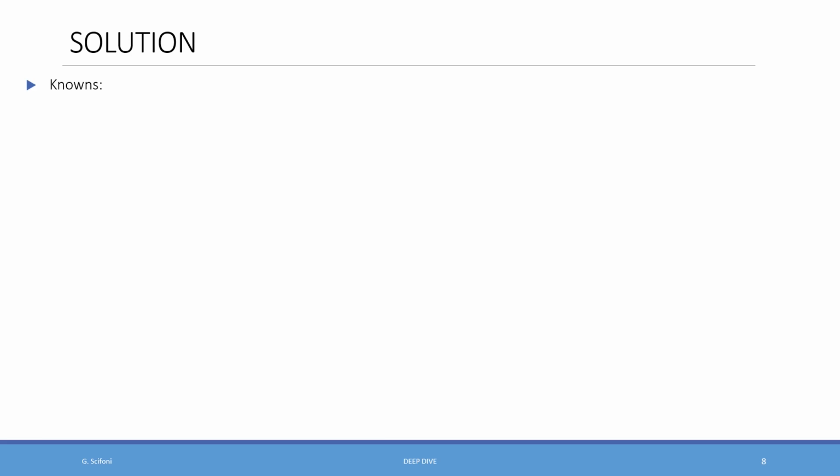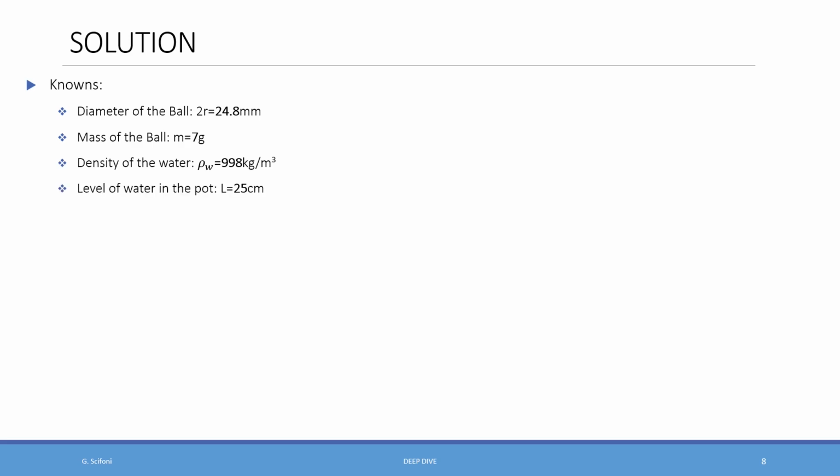What are missing are the parameters of the experiment, of course. Here we are. The ball size is 24.8, the diameter. Its mass 7 grams. The density of the water and the level of the pot are also given. The heights of the falls are different by each experiment, and consequently it changes the initial velocity, the velocity when the ball is touching the water.